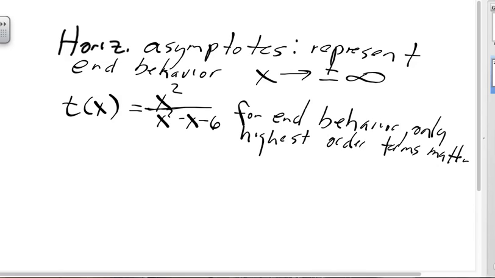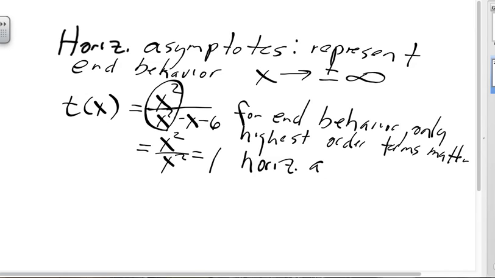So in other words, the end behavior of this guy right here, which would be x squared over x squared, is going to be the same. If I simplify that, that works out to be 1. So my horizontal asymptote is going to be at y equals 1.